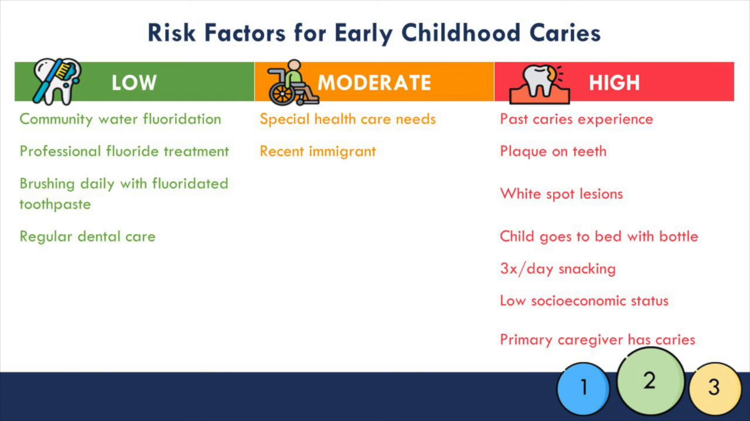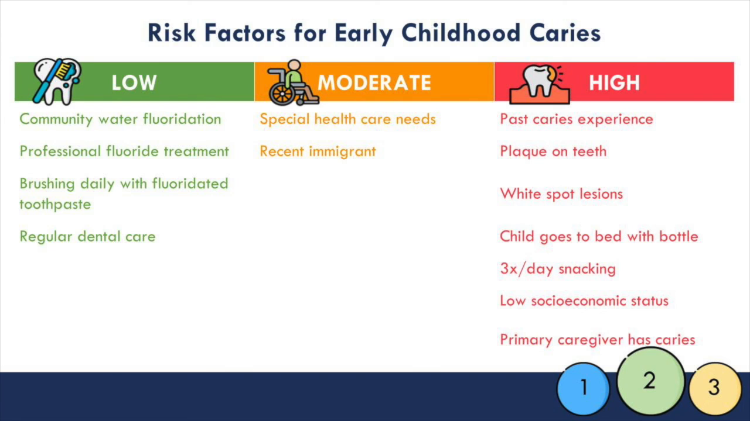Low risk factors that reduce the risk of developing caries and offer protection include regular visits to the dentist and any exposure to fluoride as it makes the teeth more resistant to caries. This can be from community water, toothpaste, or professional treatment. Moderate risk factors for developing caries are recent migration and children with special healthcare needs.